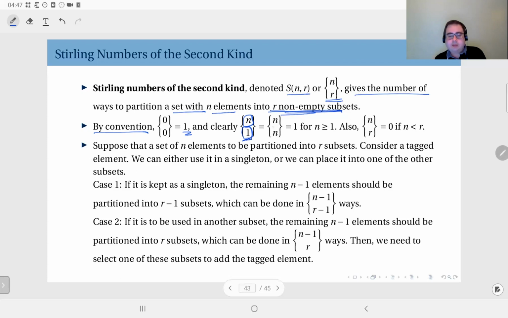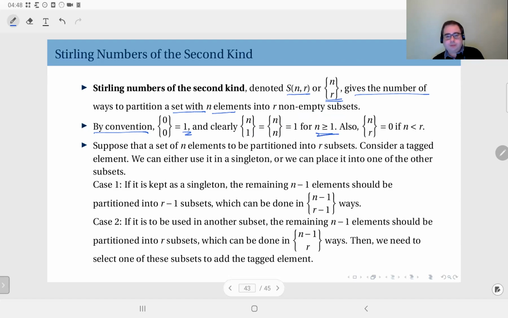Similarly, n subset n. So this means you have a set of n elements, and you would like to come up with a partition with n subsets, which are not empty. Again, you have just one alternative here. You have to place one element in each of the subsets. The order here is not important, because if you swap the subsets around, it's still the same partition. These are sets, but the elements are distinct. So still, this is equal to 1. So n subset 1 and n subset n are equal to 1, for n greater than or equal to 1.